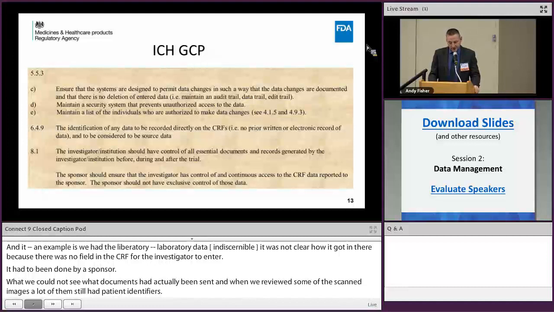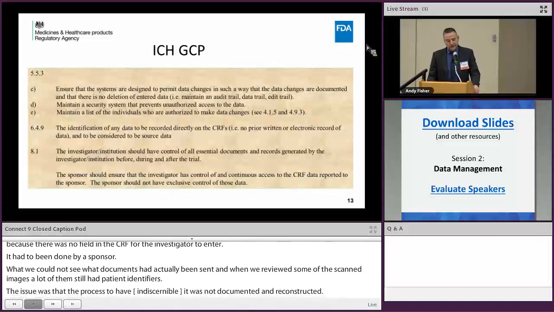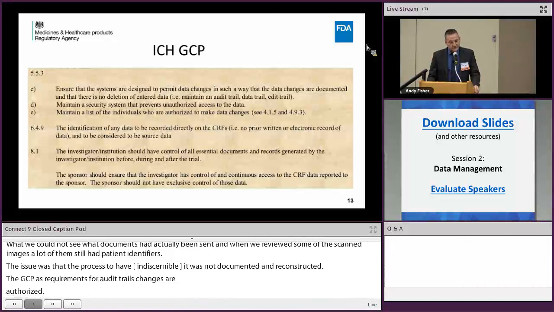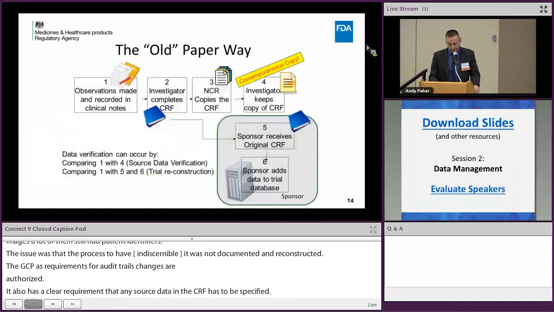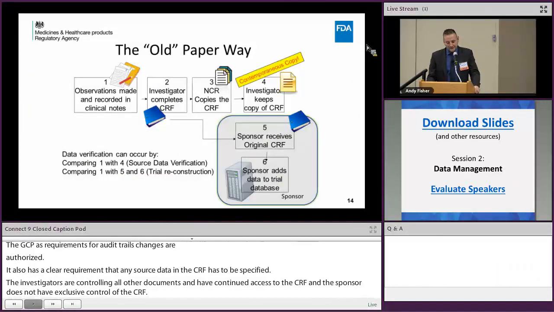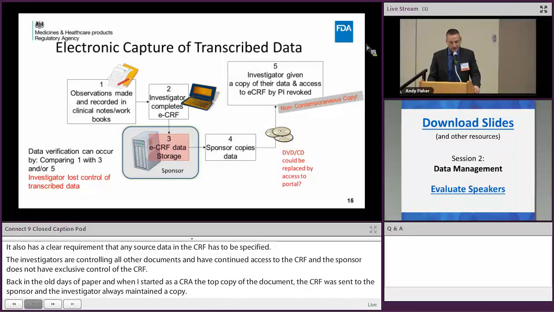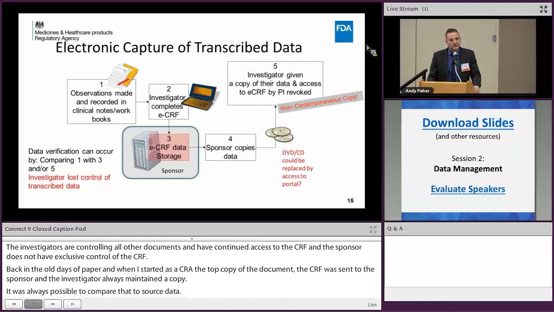The GCP has requirements for audit trails, data changes are authorised. It also has a clear requirement that any source data in the CRF has to be specified in the protocol, and that investigators are controlling all of their documents, have continued access to the CRF, and the sponsor mustn't have exclusive control of the CRF. So back in the old days of paper, when I started as a CRA, the top copy of the CRF was sent to the sponsor, and the investigator always maintained a contemporaneous bottom copy, so it was always possible to compare that to source data at site. So when eCRFs came into force, I haven't seen an eCRF that mimics the contemporaneous copy at the investigator site like paper used to do.